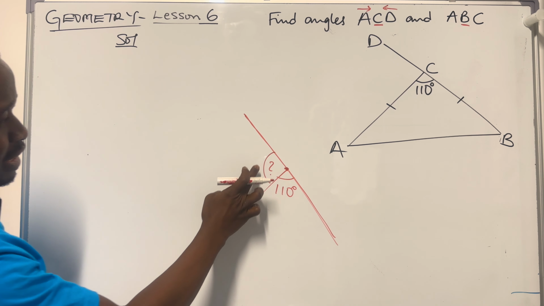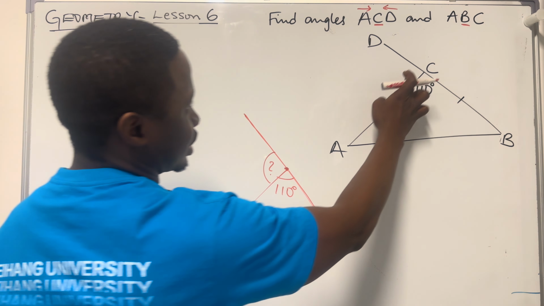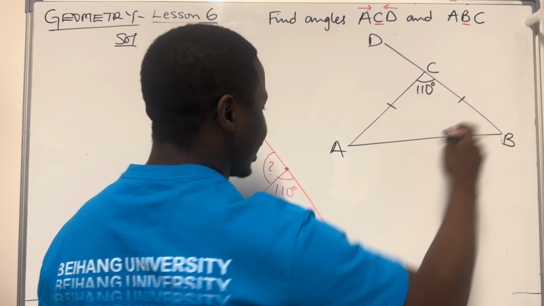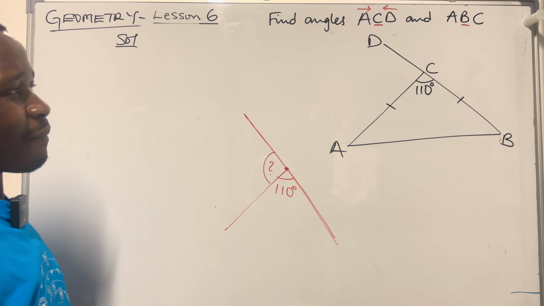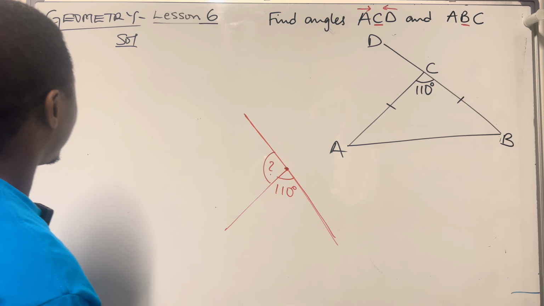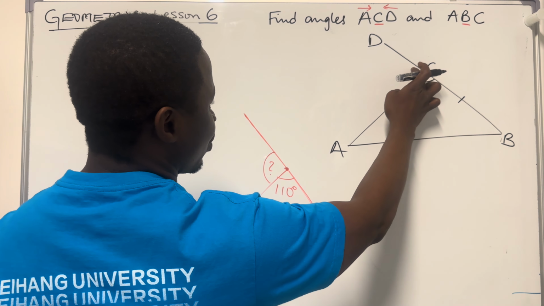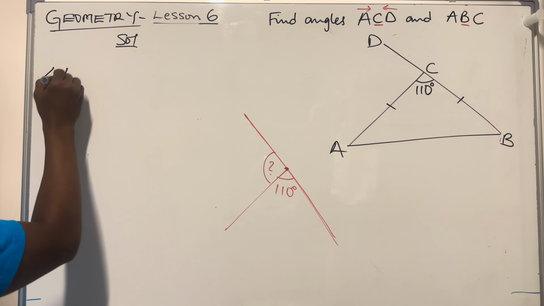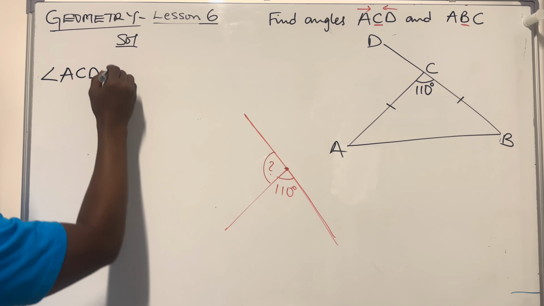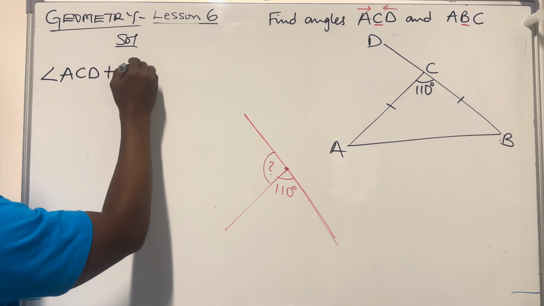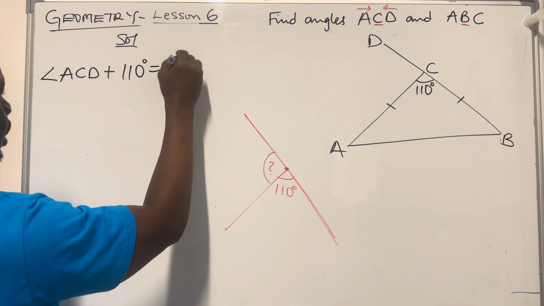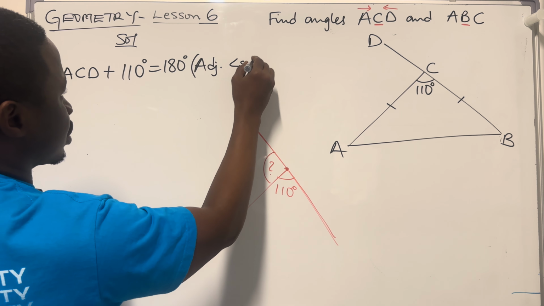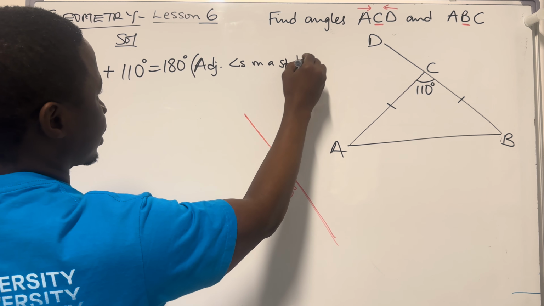So we can say that this angle and this angle are adjacent angles, and these adjacent angles are on a straight line. When something like this happens, we say they sum up to 180 degrees. So we say angle ACD, this is the symbol for angle, plus this angle 110 equals 180 degrees. What is the reason? They are adjacent angles on a straight line.